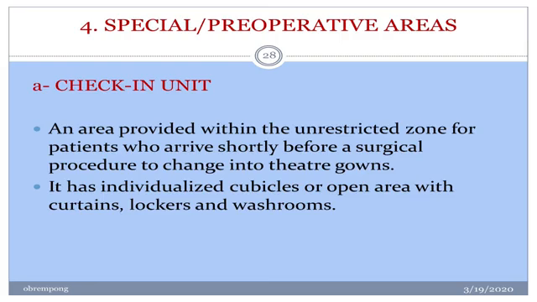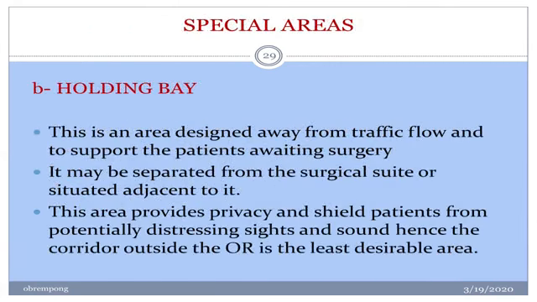So we have special preoperative areas within the surgical area. The first one, we can look at, is the check-in unit. So the check-in unit is another unrestricted zone. Upon arrival, people may have cubicles, curtains, lockers, washrooms at an area which is very individualized, whereby a patient coming for surgery would have to check in shortly before the surgical procedure is done.